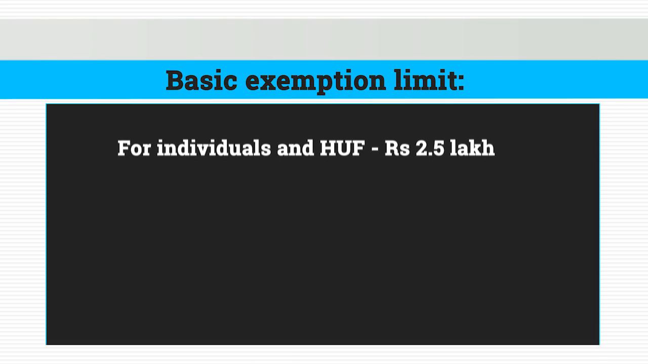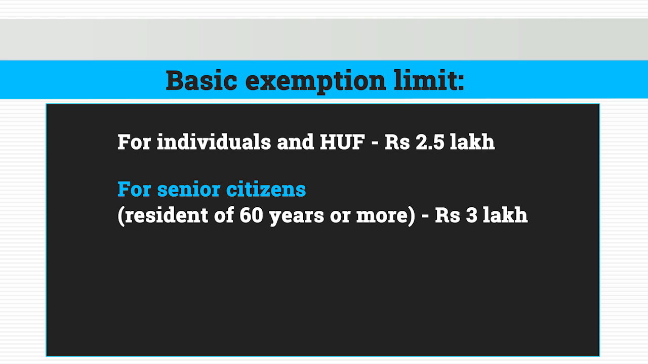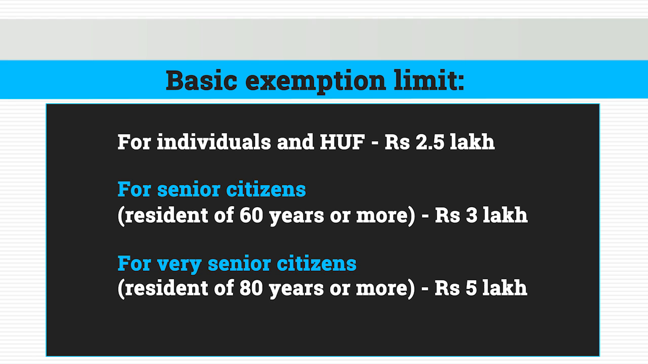So first of all, you need to determine whether you indeed have a filing tax obligation, and normally you will have a tax filing obligation if your income is exceeding the basic exemption limit of 2,50,000 rupees, and this limit is 3 lakh for the senior citizen and 5 lakh for the super senior citizen.